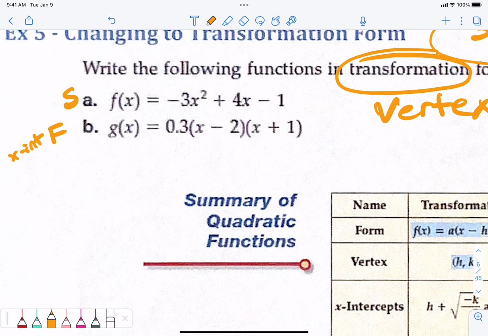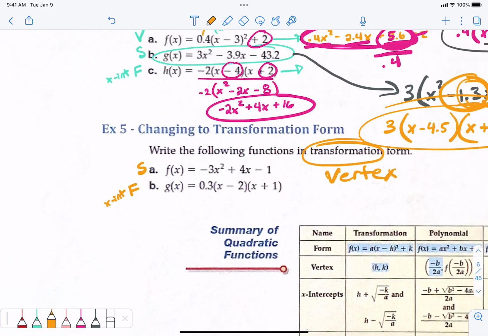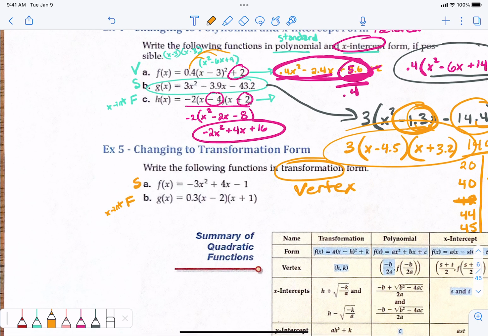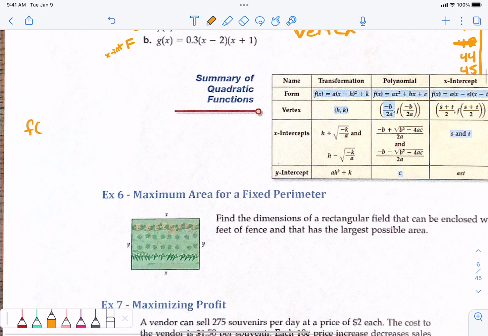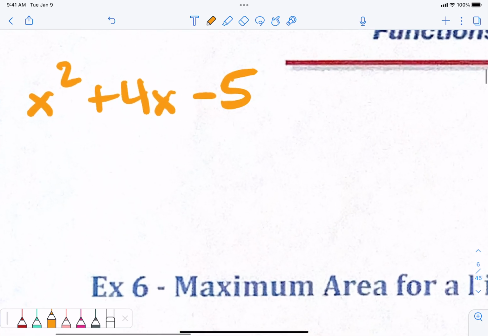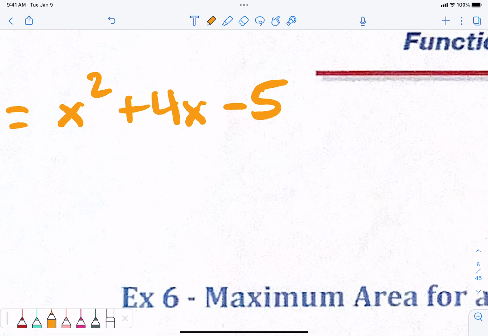Are you ready for this? I don't like either one of these examples. Do you have an example from your homework assignment where I make you put it in vertex form? f of x equals x squared plus 4x minus 5. I want you to put it in vertex form. That means it's going to be something squared plus or minus something. That's what it will look like in the very end.